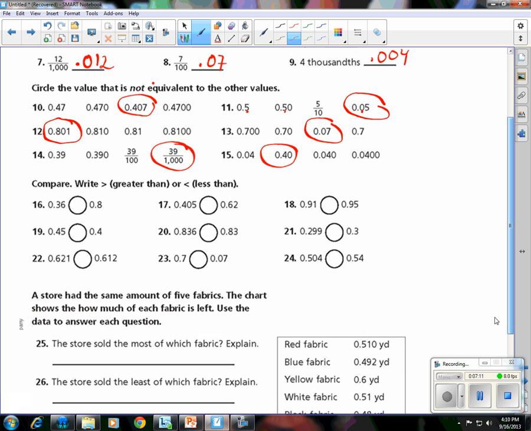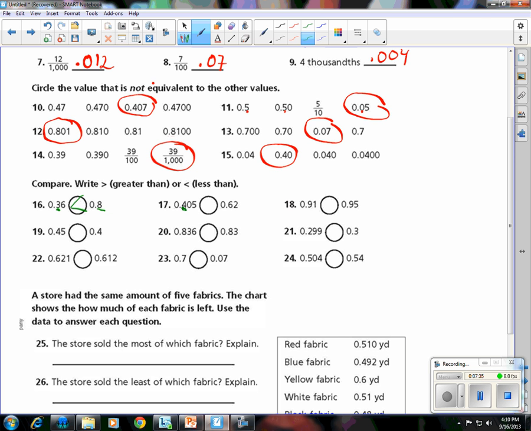Really, when we look at comparing with greater than or less than, we just go by place value. So the thing I like to do first is I like to look at my same place value. So I'm going to look at my tenths place value. I'm going to underline it, right? It's the 3 and the 8. Well, 3 or 8, which one's bigger? 8. Then my little mouth goes that way, right? 36 hundredths is less than 8 tenths.